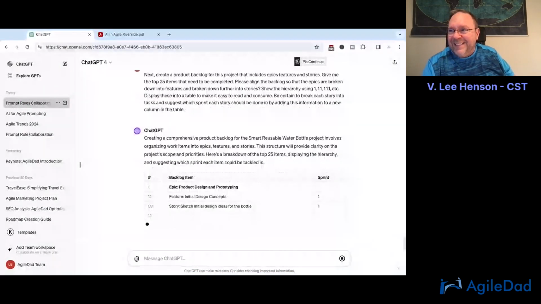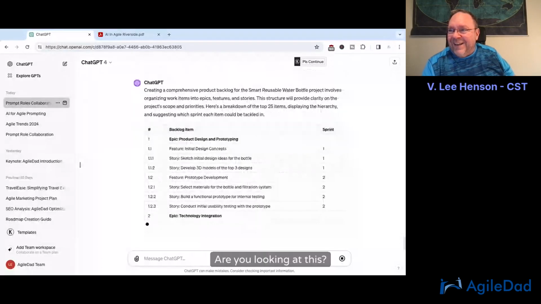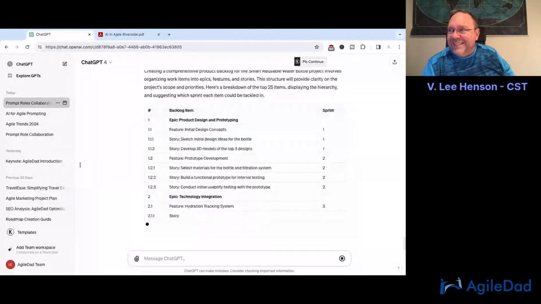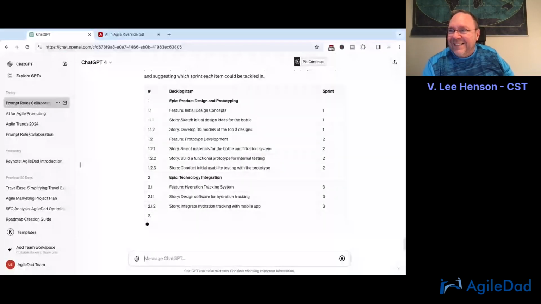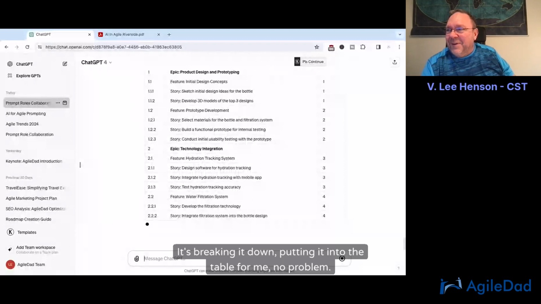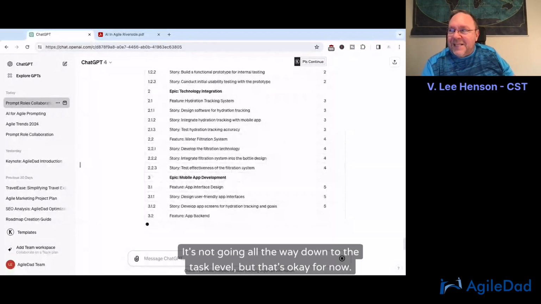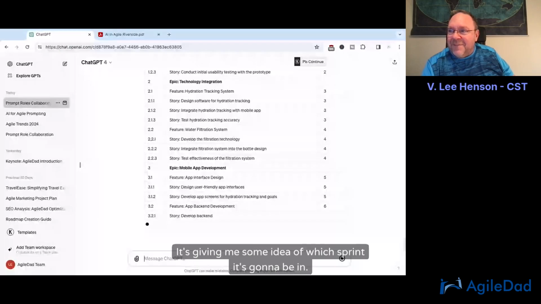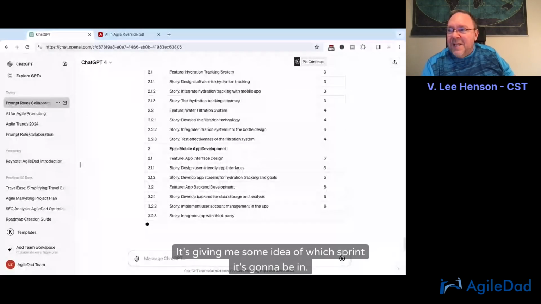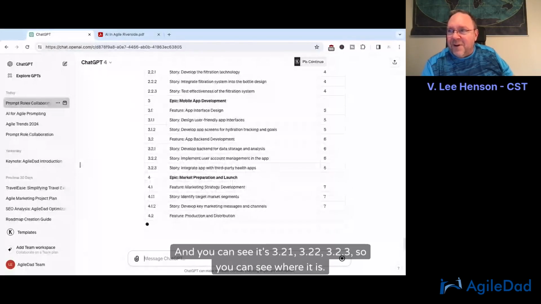What? Are you looking at this? It's breaking it down, putting it into the table for me, no problem. It's not going all the way down to the test level, but that's okay for now. It's giving me some idea of which sprint it's going to be in. And you can see it's 3.2.1, 3.2.2, 3.2.3, so you can see where it is.